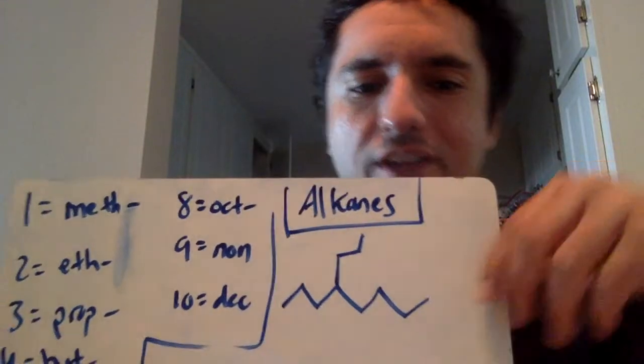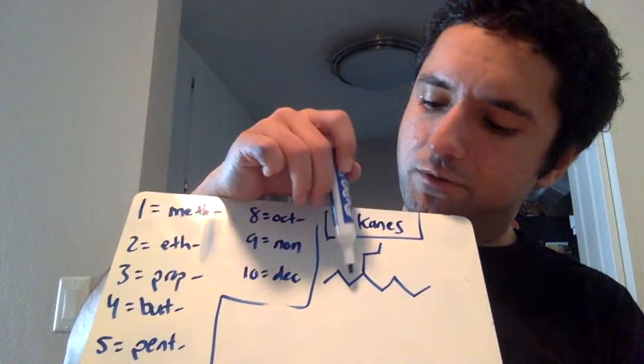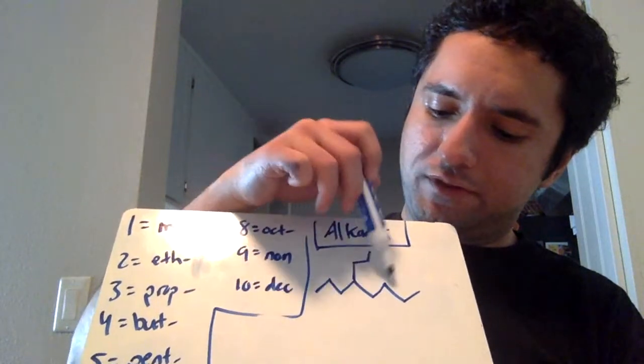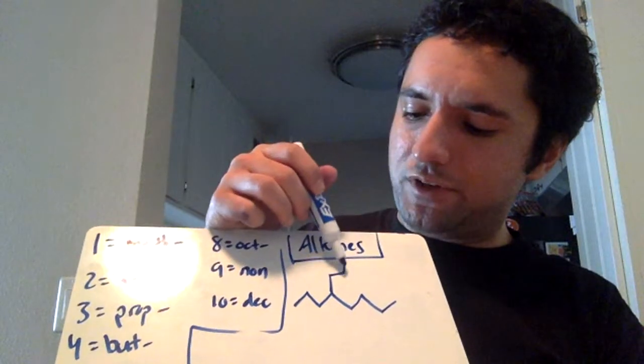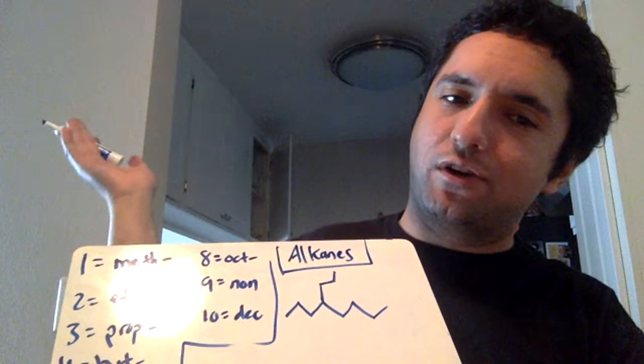So we first just want to see where the longest chain is. So if I go straight horizontally, oh, you can't see that. We go straight horizontally. It's 1, 2, 3, 4, 5, 6, 7, 8. Right? That's 8 carbons. But let's try another path. Let's try this one. 1, 2, 3, 4, 5, 6, 7, 8. Ooh, that's also 8 carbons.